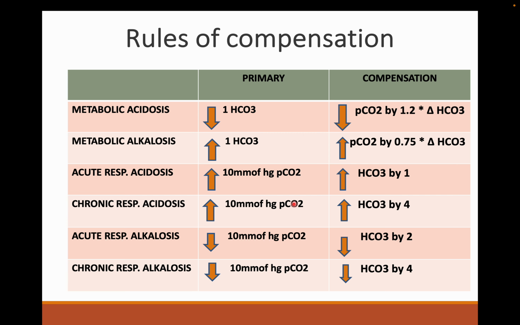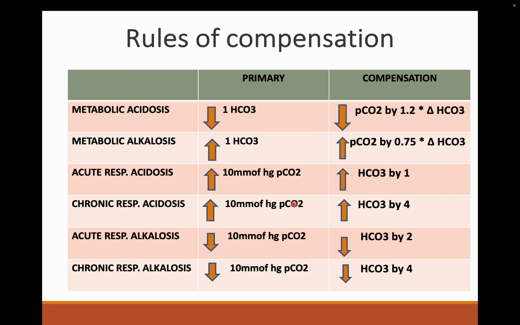So in the case of metabolic acidosis, for every 1 milliequivalent decrease in the bicarb, PCO2 also should decrease by 1.2 millimeters of mercury. So that is how you look at it. In the case of metabolic alkalosis, for every 1 milliequivalent increase in the bicarb, PCO2 also should increase by 0.75 millimeters of mercury. So that's how the pH will be normalized in the case of them.